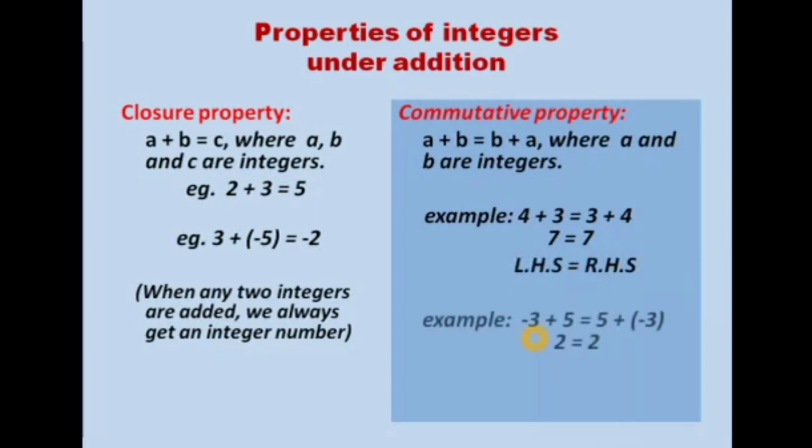Another example, integer minus 3 added with integer 5 is equal to integer 5 added with integer minus 3. Here the order of the integers are interchanged at the right side. So the value of minus 3 plus 5 is 2, and 5 plus minus 3 is 2. Here the left hand side and the right hand side are equal.